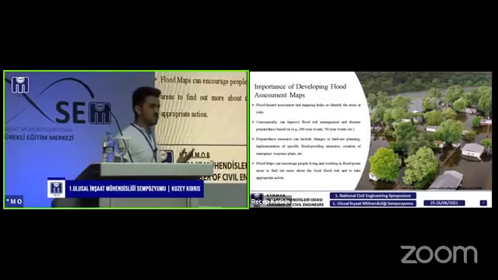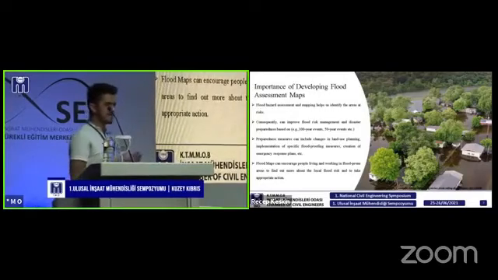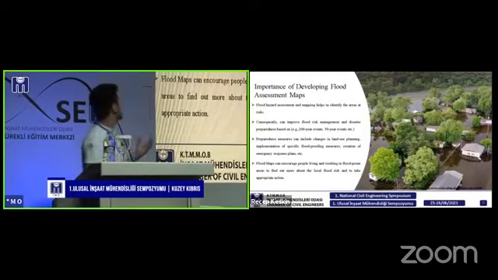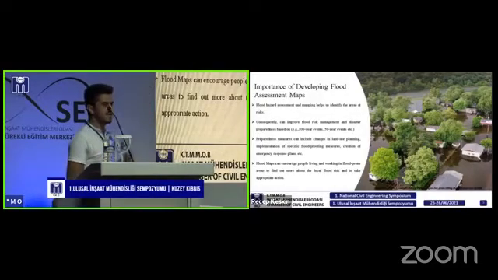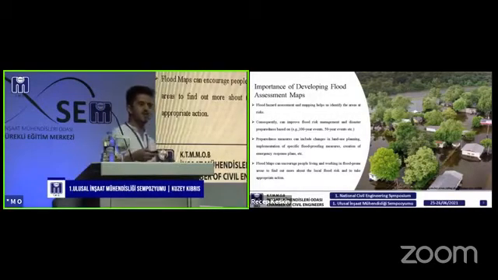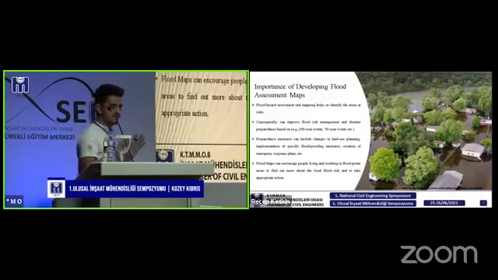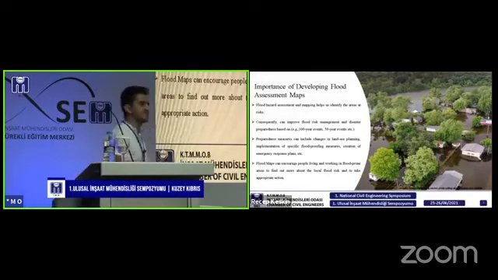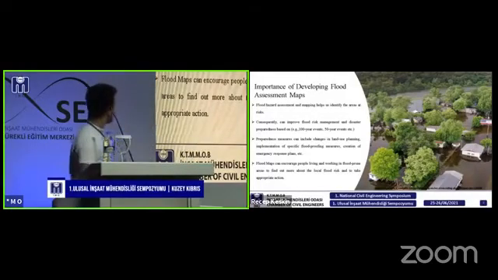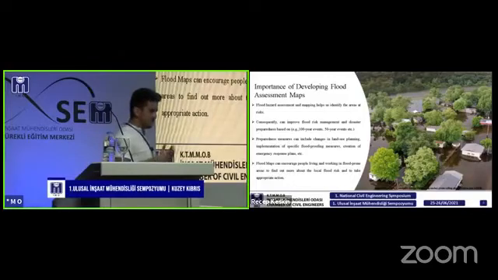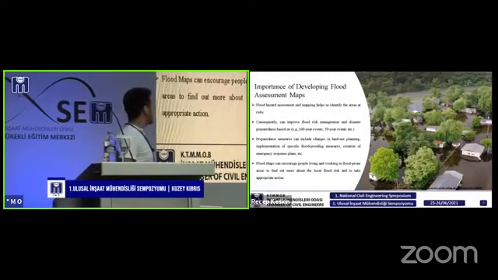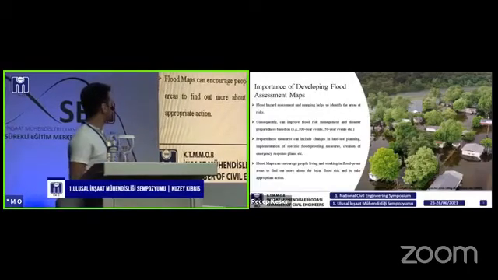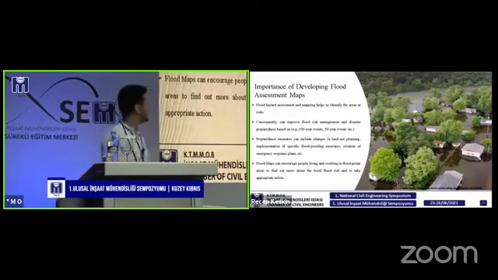creation of emergency responses. Based on these risk maps that we create, we can create certain emergency response plans for those specific areas. For example, if a flood happens, we will probably know which areas are at the higher risk, so the emergency aids or help can go there faster. And also flood maps can encourage people living and working in flood-prone areas to find out more about the local flood risks and to take appropriate measures.